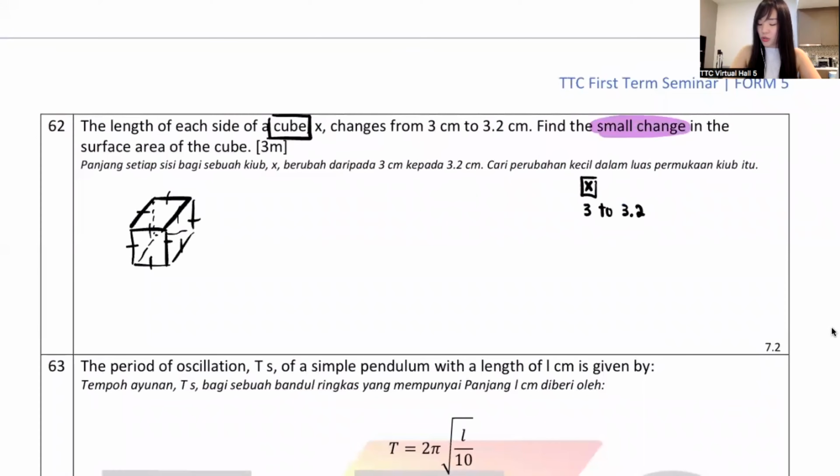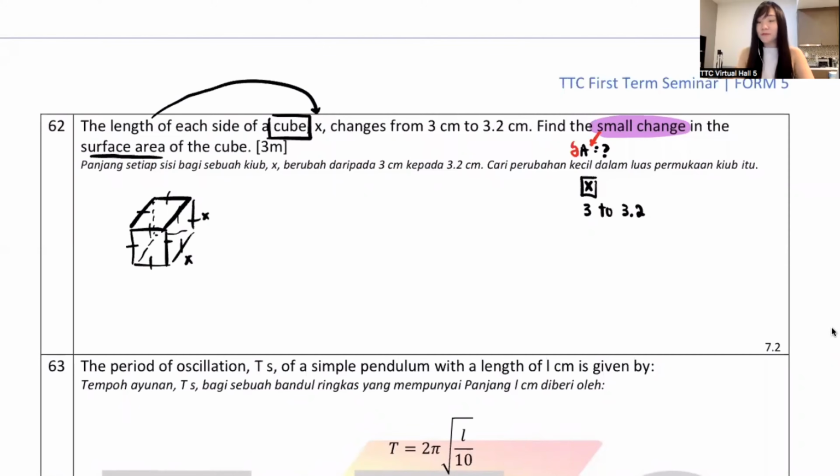I repeat again, saw the word small change, it means delta. Find the small change in the surface area. Guys, do you want to find what? Very good. Delta A. Why delta A? Because they want surface area. So, yep, they want to find delta A. Now, all the sides, they don't call it L. They call it x. They say the length of the side called x. So, it's all x.